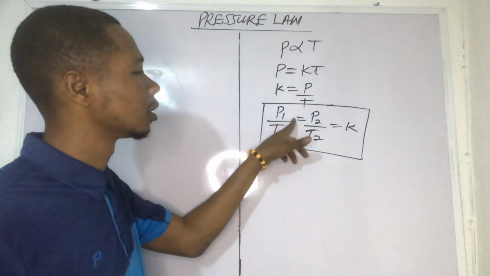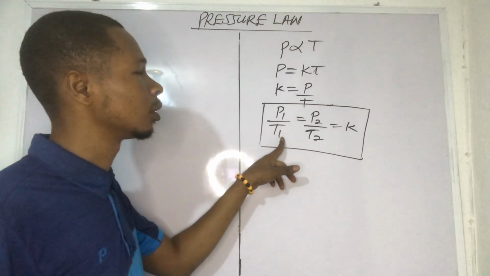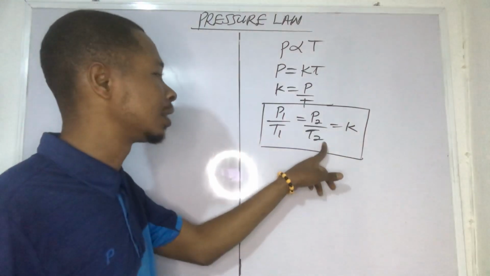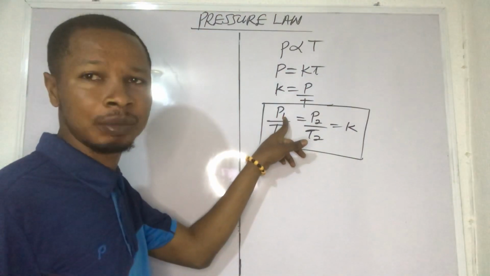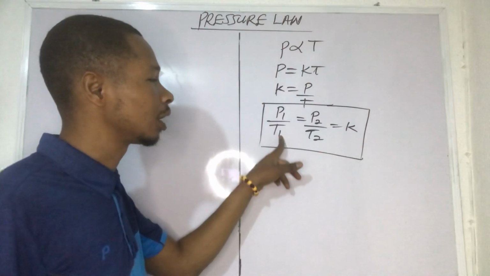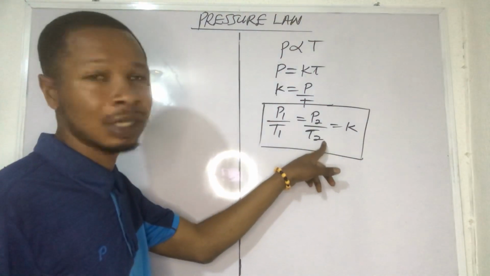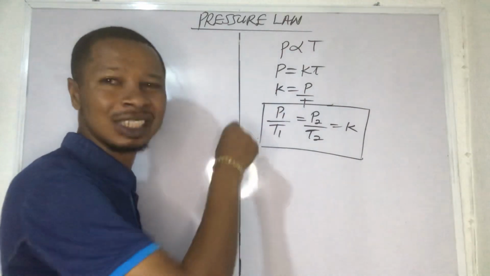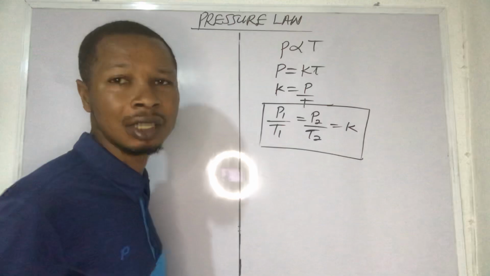where P1 is your initial pressure, T1 is your initial temperature, P2 is your final pressure, while T2 is your final temperature.